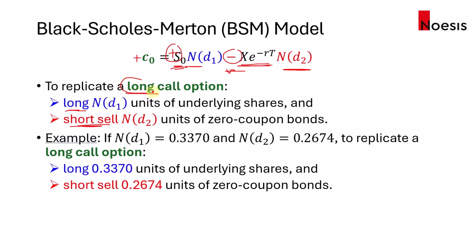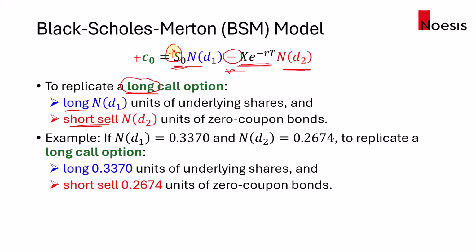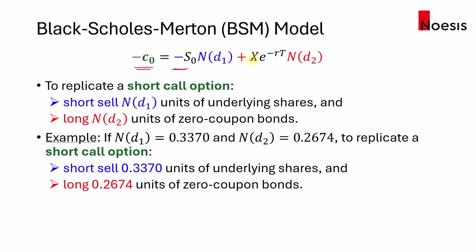Now, what if I want to replicate a short call option? Then we'll just have to multiply a negative sign on both sides. So on the right hand side, we'll have a negative underlying price multiplied by N d sub 1. So from positive, it now becomes negative. And from negative here, it becomes a positive. So we just have to flip the things around.